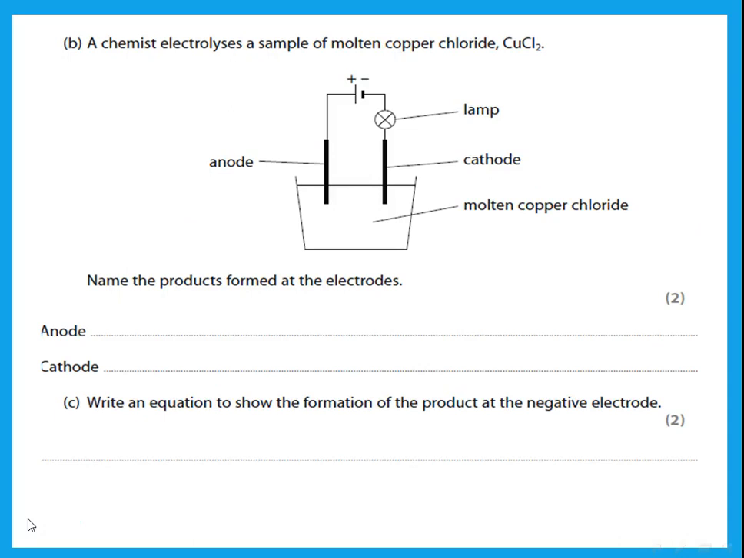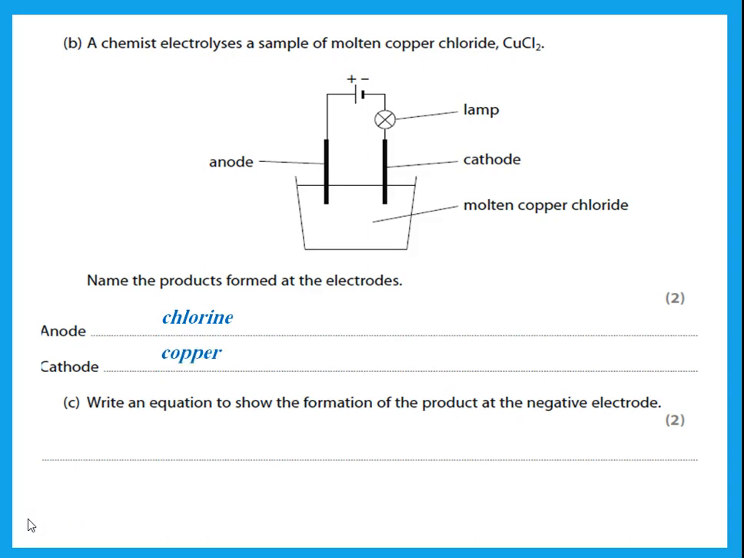A chemist electrolyzes a sample of molten copper chloride. Name the products formed at the electrodes. Again, copper chloride, that means copper ions and chloride ions. And this is molten, so there's nothing else. So at the anode, which is positive, the chloride reacts to form chlorine. At the cathode, which is the negative, the copper ions react to form copper.